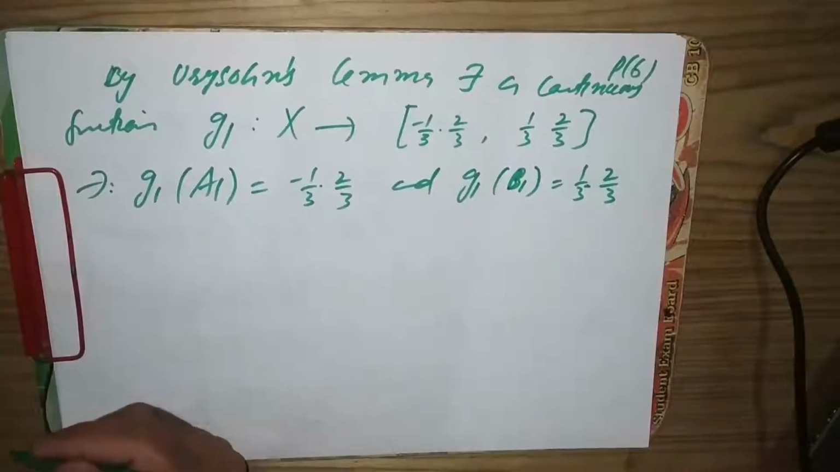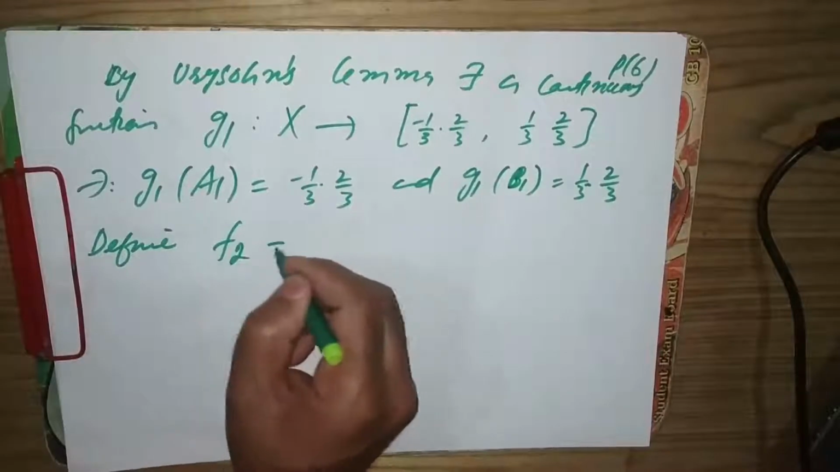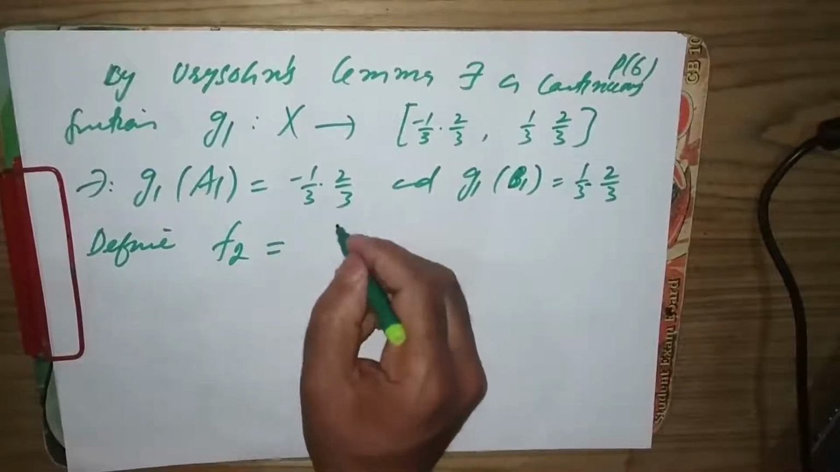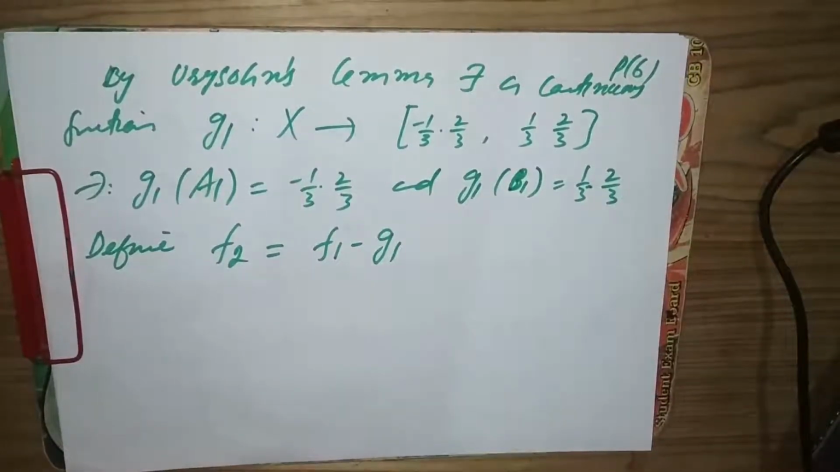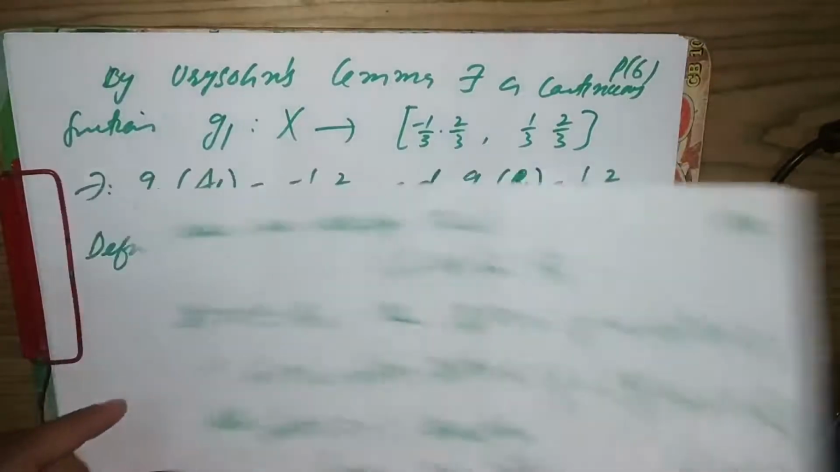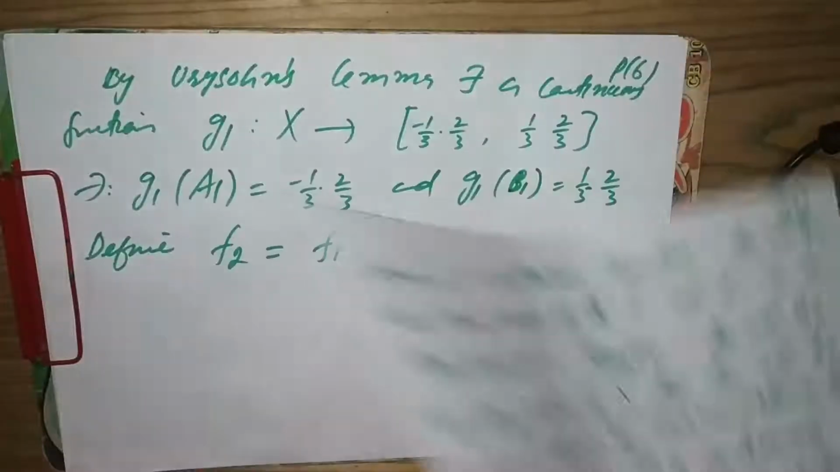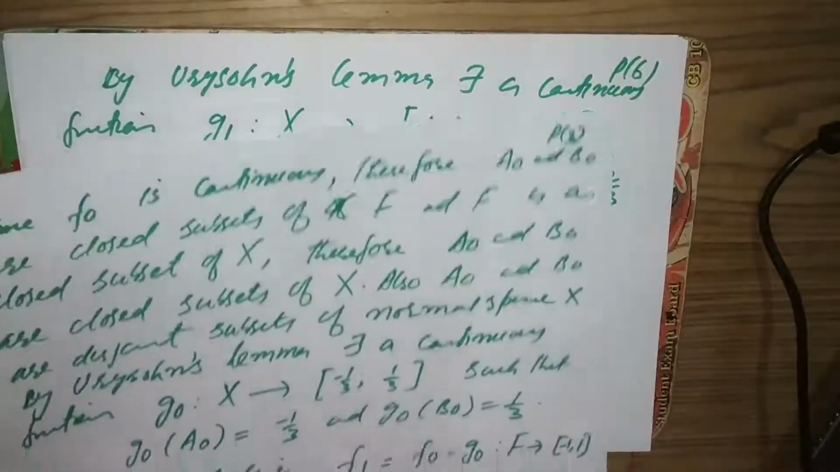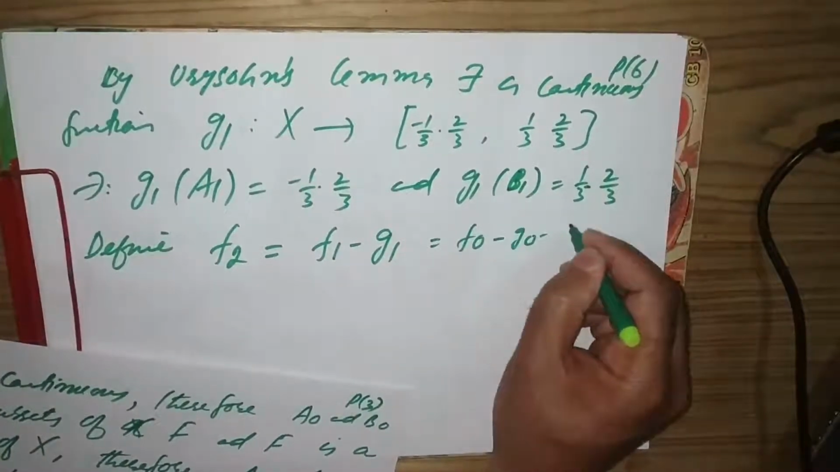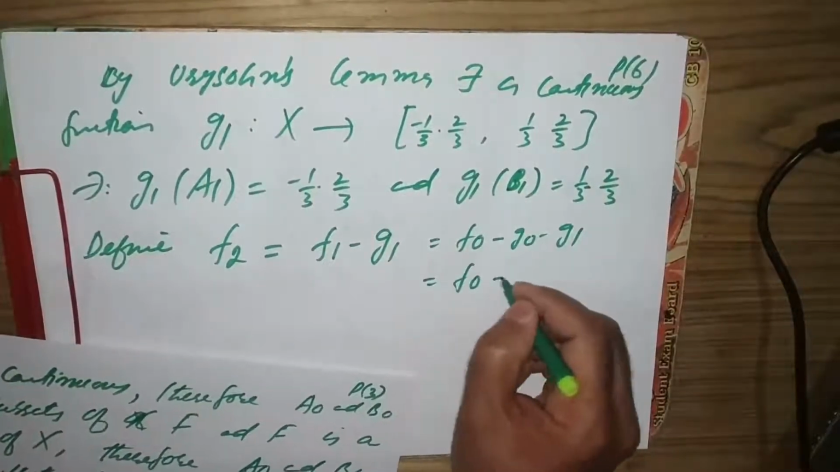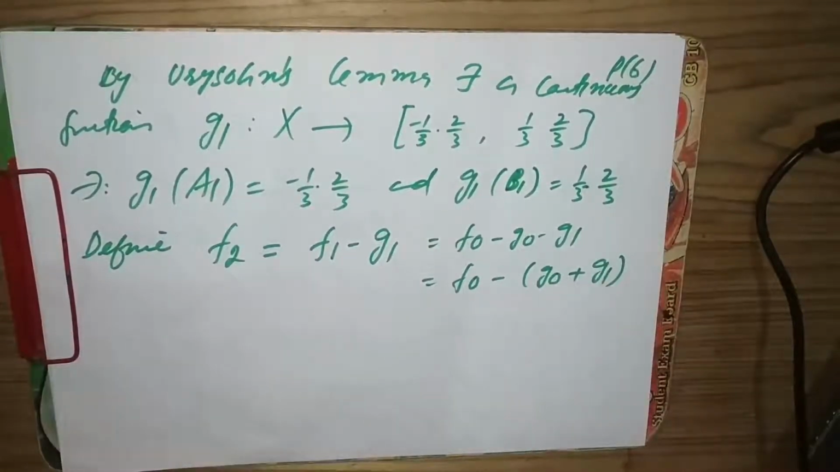Now we define f2, which is f1 minus g1. We have defined f1 equal to f0 minus g0. So f2 is equal to f1 minus g1, which is f0 minus g0 minus g1, that is, f0 minus g0 plus g1. So that's f2.